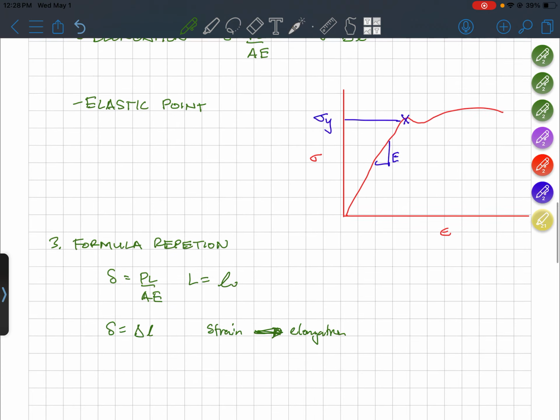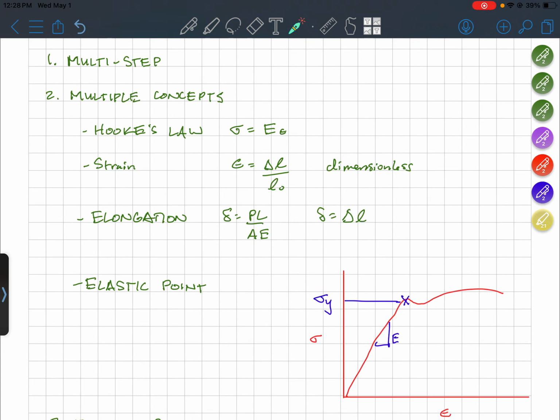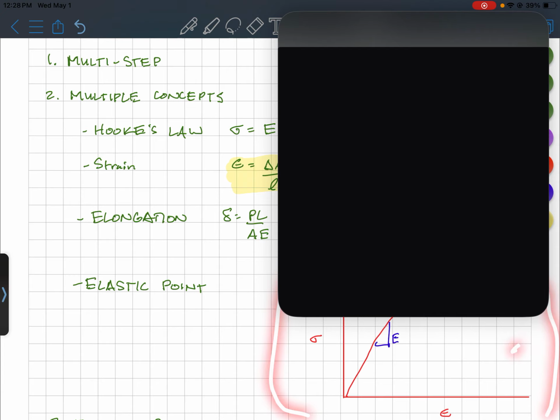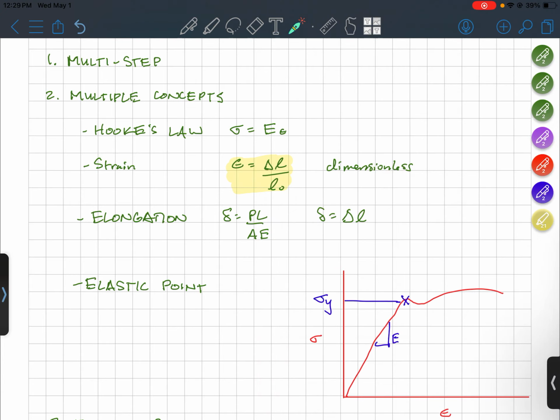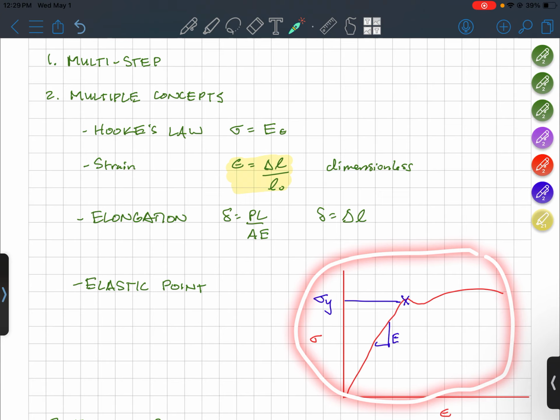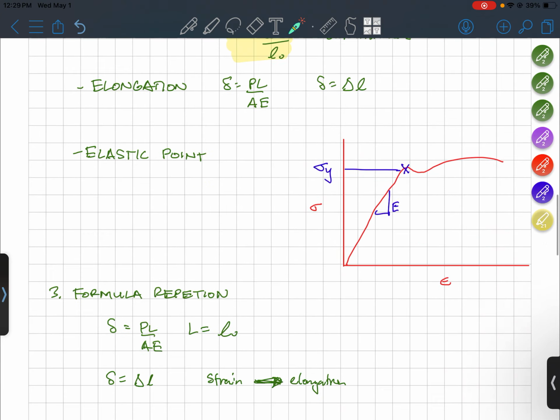Now, let's look at these 4 points again here. So Hooke's law, strain, elongation, and elastic point. Of those 4 concepts, the only one that's clearly given in the reference manual is this formula. That one's easy. The rest of these, they're all hidden. So this guy is not listed. This guy you have to derive to find it. And I could not find anything in the manual that really looked exactly like this. So you had to have studied it on your own somewhere else.